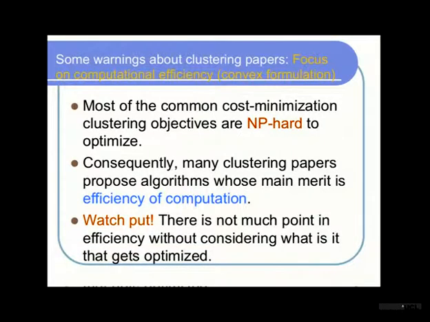Because when I tell you that my computation is efficient, you should watch out. There's not much point in efficiency without considering what I computed. What did I optimize? You'll see that people come out with an algorithm that can be done efficiently. But of course, there is an algorithm that can be done efficiently: the algorithm that always gives you a constant result. I didn't come up with this. This is tons of papers that you are now reviewing for NIPS for tonight, if you're reviewing any clustering paper.